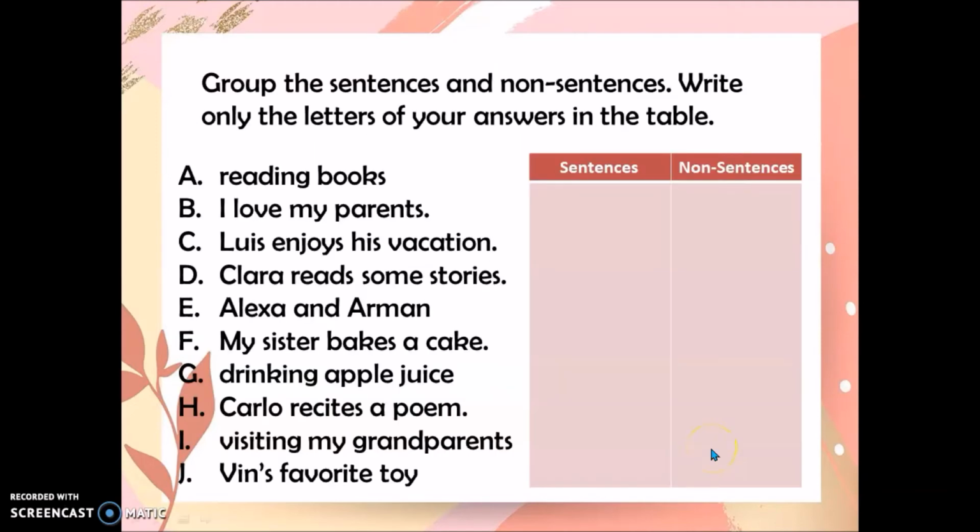We have here a group of words from A to J, and what we are going to do is group the sentences and non-sentences. Write only the letters of your answers in the table. So we have two columns, a column for sentences and a column for non-sentences, or phrases. We will just write the letter. Okay, look at the words from A to J. Which letters are sentences?